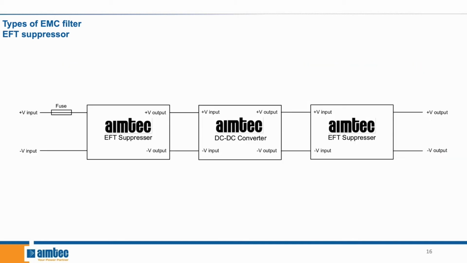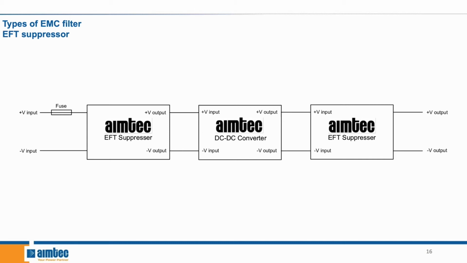So this is a typical application circuit for Aimtec EFT suppressors, which will also be found in the EFT suppressor data sheets. You can either add an EFT suppressor before or after the converter, and sometimes both. It all depends on where you will be expecting to get a surge.